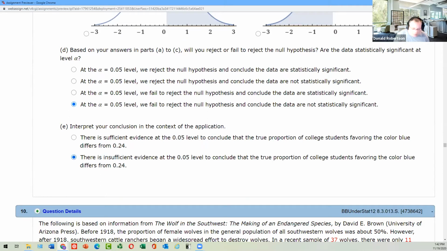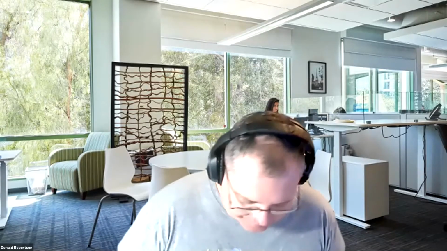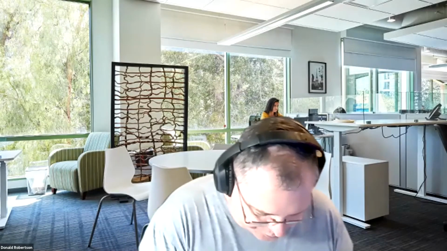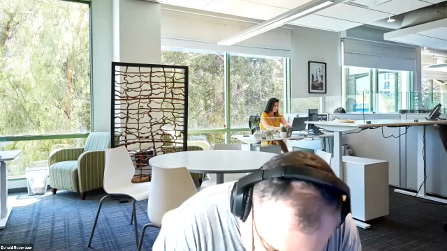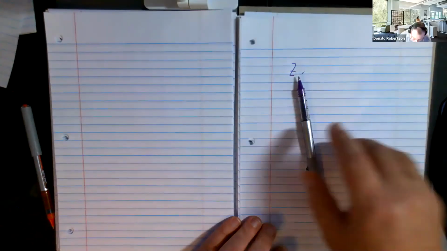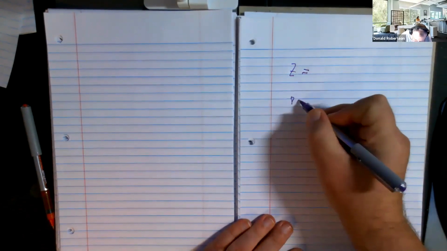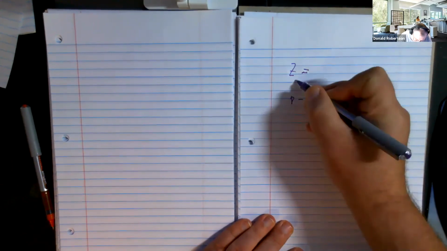Okay. Now I'm going to return back to that in a few minutes, but I want to do something here, if we can. You're going to get a Z score, and then the Z score is going to lead to a p-value. These two things are very, very closely related.